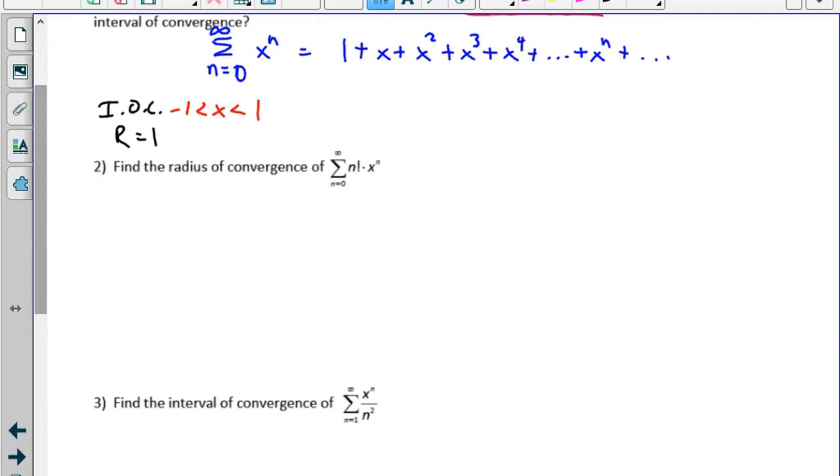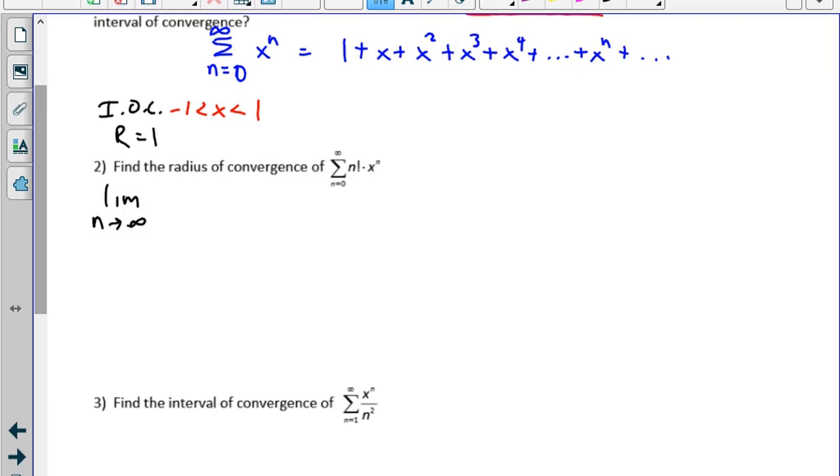So find the radius of convergence of the sum of n equals 0 to infinity of n factorial times x to the n. So first thing I'm going to do is, a lot of times when we test for radius of convergence or interval of convergence, we will use a ratio test, basically, and see what happens in the ratio test.